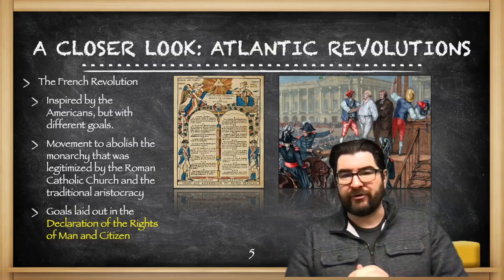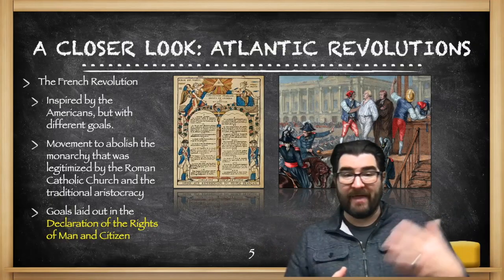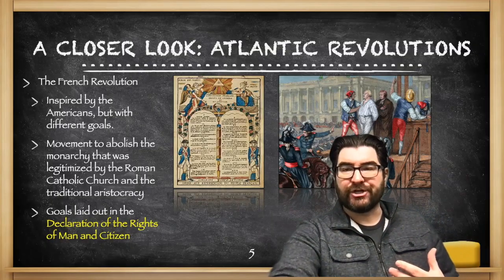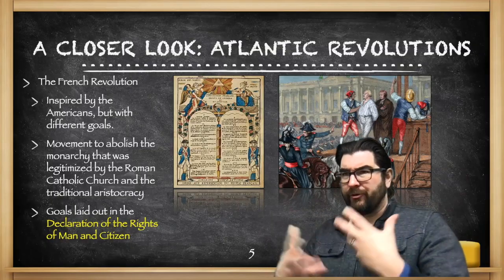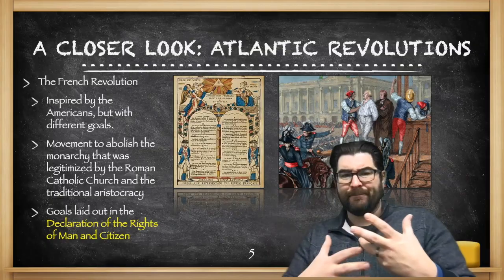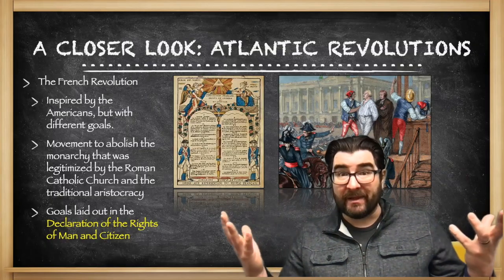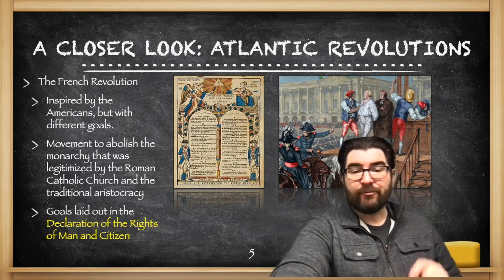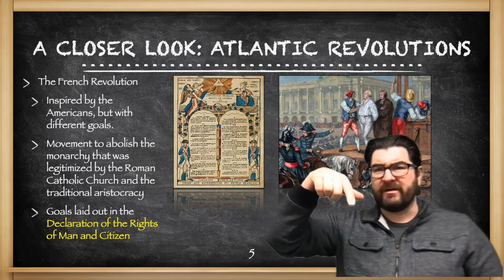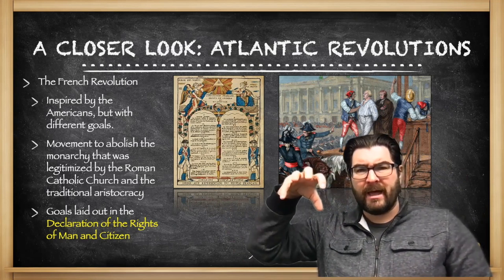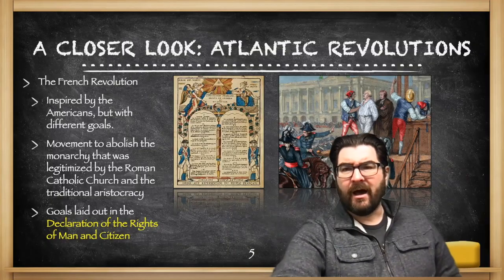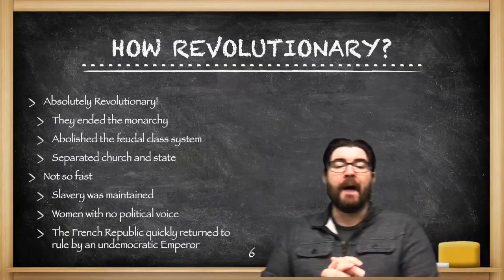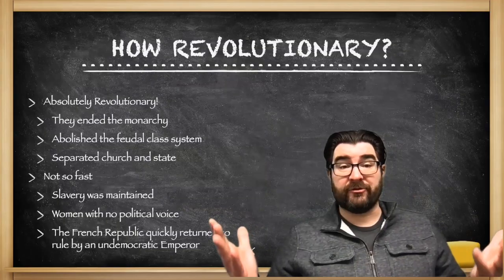The French Revolution looked to end all of that: a separation of church and state, an ending of traditional nobility and social classes in France. The goals were laid out in the Declaration of the Rights of Man and Citizen. That was interestingly written by the Marquis de Lafayette, who many of you guys know from his fame in the musical Hamilton. How revolutionary was this revolution?